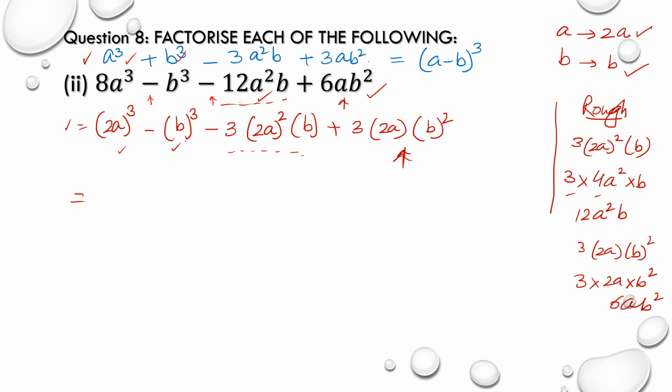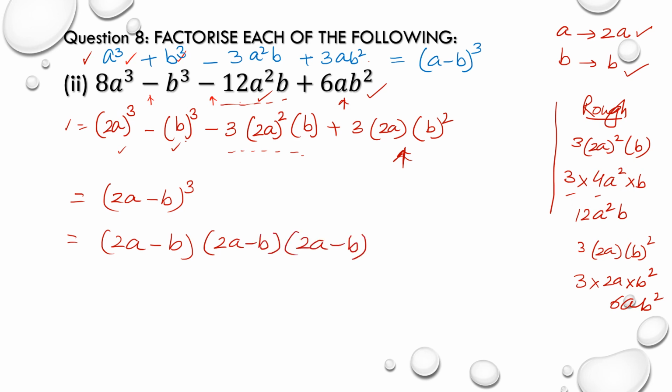So a cube minus b cube minus 3a square b plus 3ab square is equal to a minus b whole cube. Since exponent is 3, so we will write it 3 times. 2a minus b, 2a minus b and 2a minus b. Right? So did you observe we have used the identity to factorize, we have used the identity to expand, and we have used the identity to factorize.